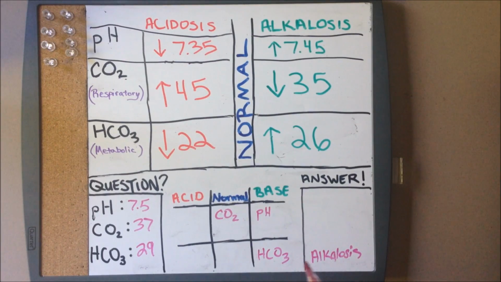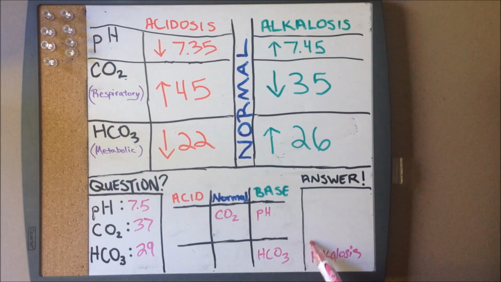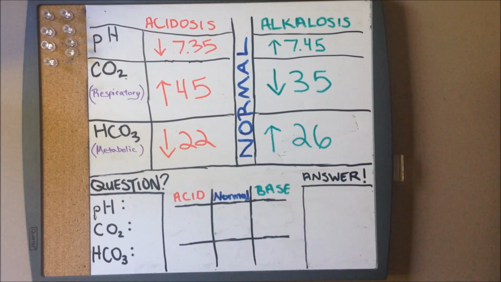Now, in this example, our HCO3 is in the same column as pH. Therefore, we know that the HCO3 is the cause of our pH problem. In this example, we are alkalinic. And HCO3 refers to metabolic. So we know we have metabolic alkalosis. Let's move on to the third question.